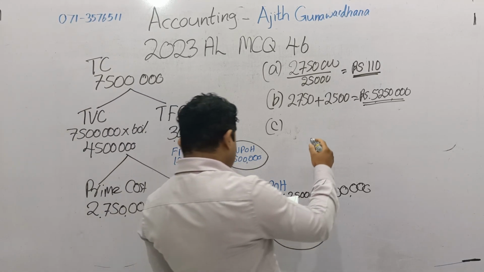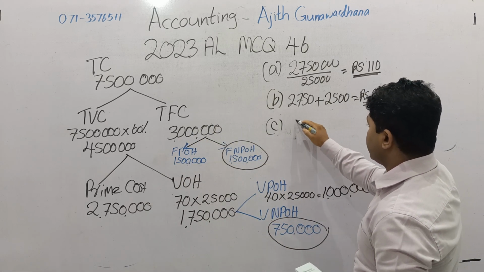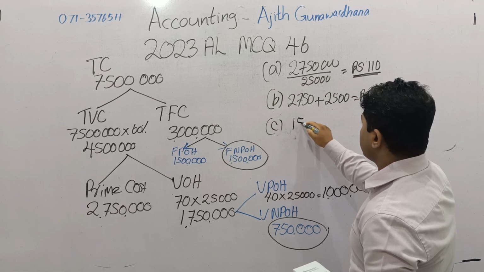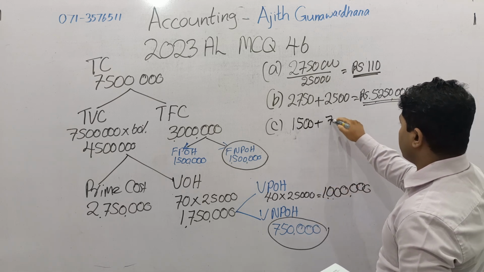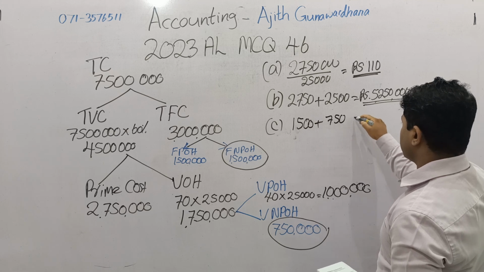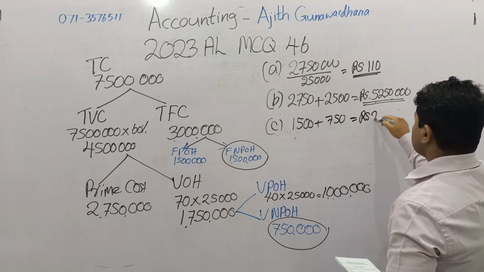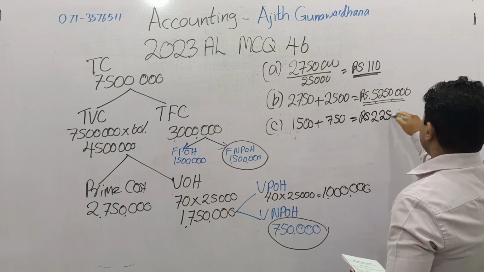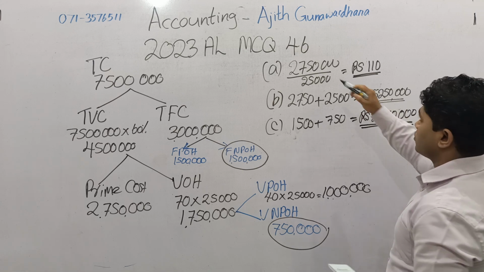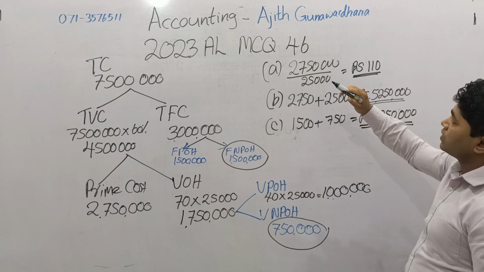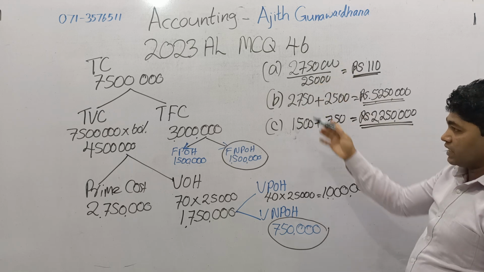Therefore, the part C answer, total non-manufacturing overheads: fixed non-manufacturing overhead equals 1.5 million, as well as variable non-production overhead equals 750,000. Therefore, the total value equals rupees 2,250,000. There are three requirements. This is a 2023 paper, question number 46, relevant for manufacturing accounts.